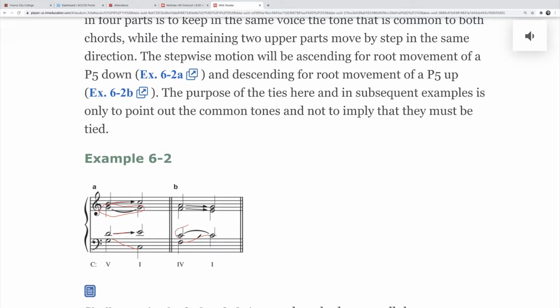Here it is again, common tone. Soprano moves down a step, alto moves down a step. Common tone, stepwise motion. Questions on way number 1? Friend in the chat, does that help? Did that answer your question? Excellent. All right.